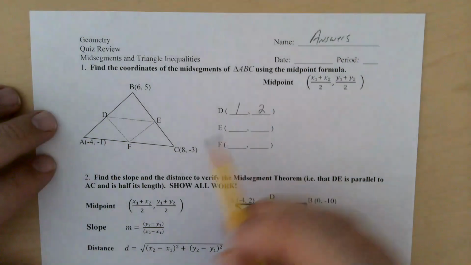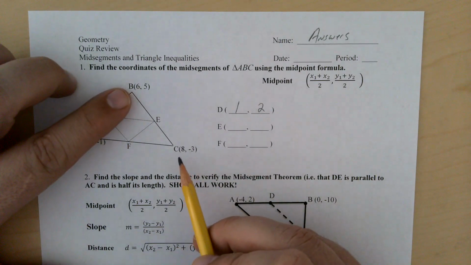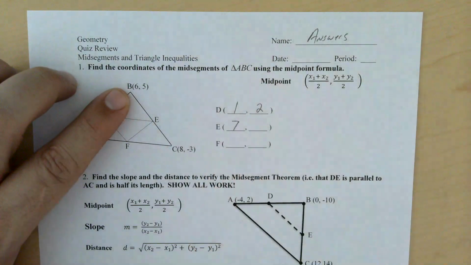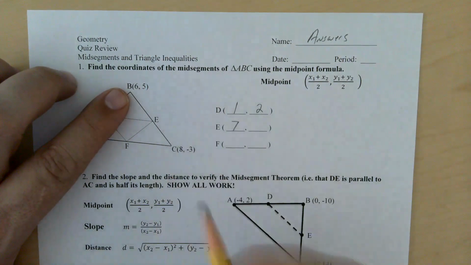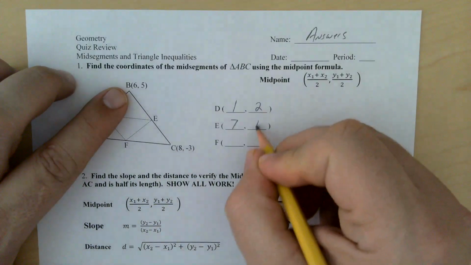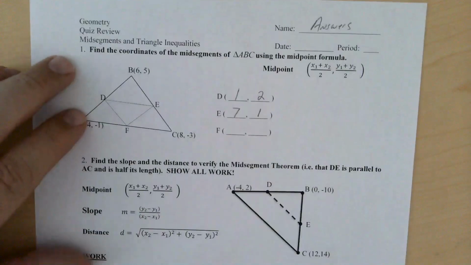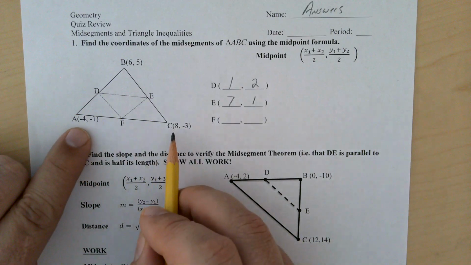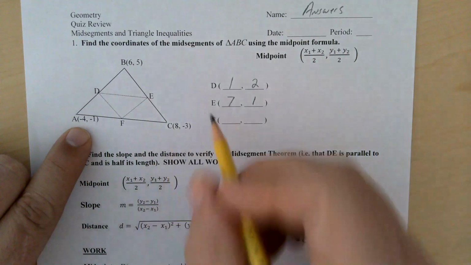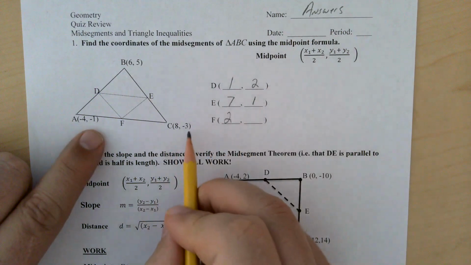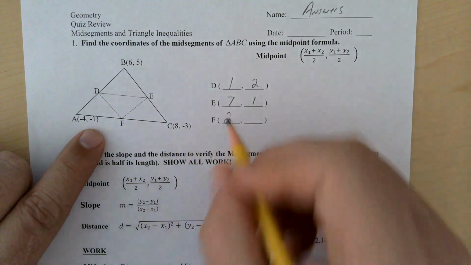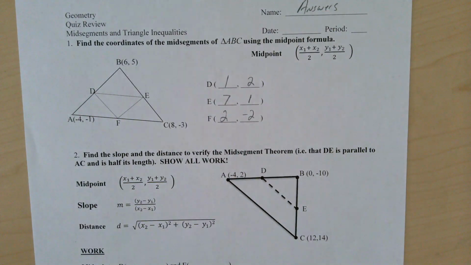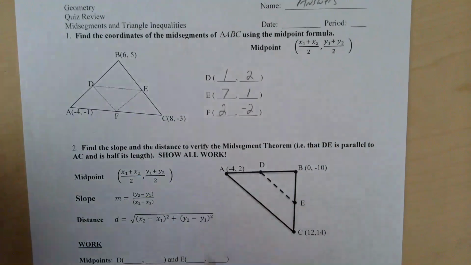Let's go on to E. For E, I need to take 6 plus 8, which is 14. Half of 14 is 7. When you add your y's, 5 plus -3 is 2. Half of 2 is 1. And then the last one, we're going to find the midpoint, which is F. When you add your x's, you're going to get 4. When you take half of 4, you get 2. I add my y's, I get -4. Half of -4 is -2.